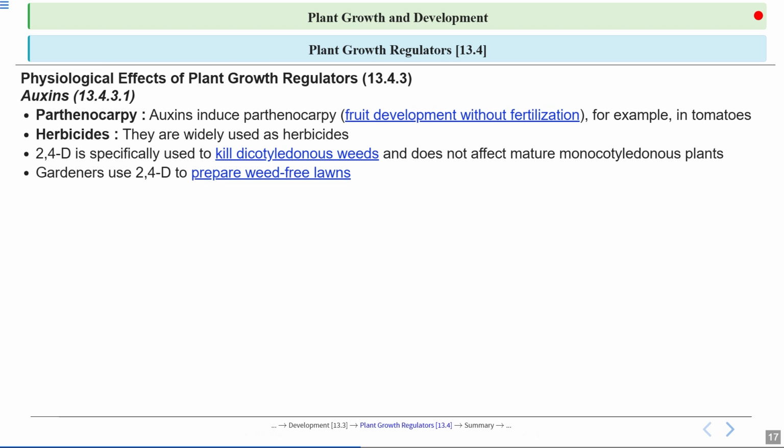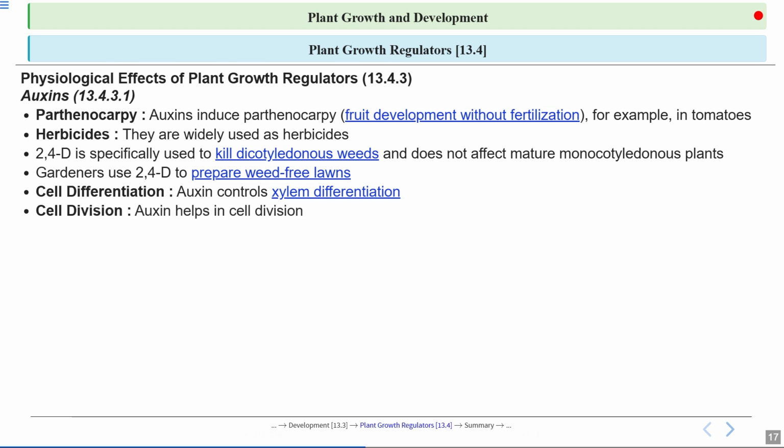Now, gardeners use this 2,4-D very frequently to prepare their weed-free lawns, right? It also promotes cell differentiation. So auxin controls xylem differentiation, right? Earlier, due to meristematic activity, cells divide and redivide, but there are different types of cells, right? So they get differentiated, and this is due to auxin. Cell division. Auxin helps in cell division as well.